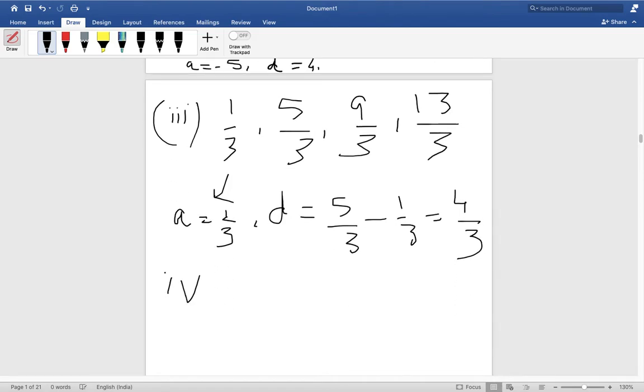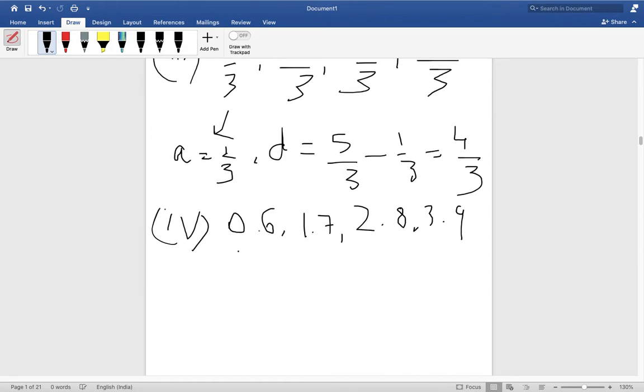The fourth AP that's given to us is 0.6, 1.7, 2.8, 3.9. First term A is this. Again, no surprises. Common difference is the second term minus the first term: 1.7 minus 0.6 is equal to 1.1. Done.